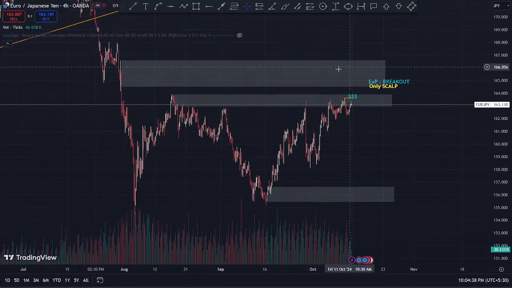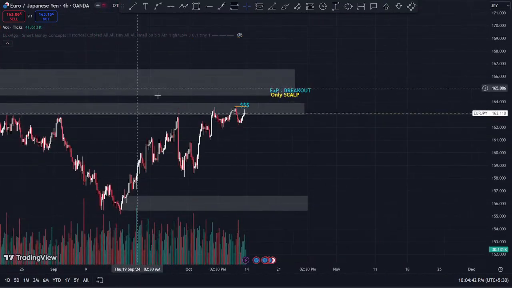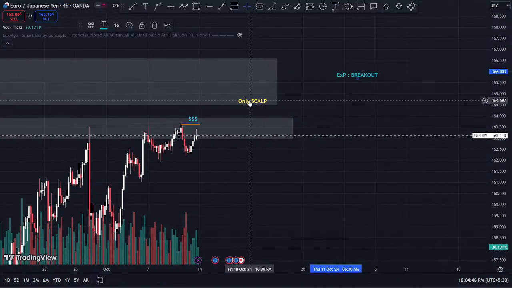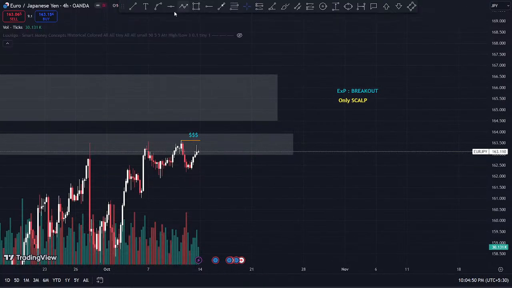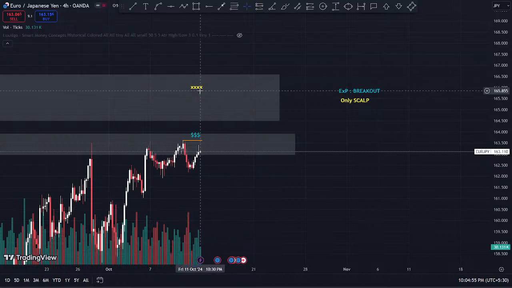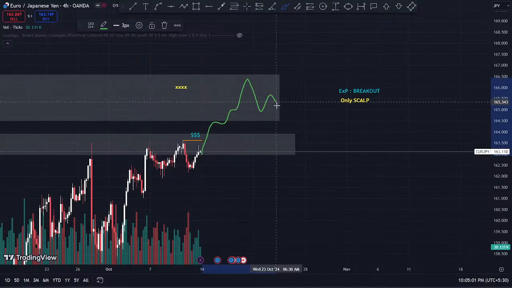Other than that, if a liquidity sweep happens and the market starts to respect this zone and this zone, and eventually... okay, let me clear this up. If this is a reaction point, let me call this an X. So if this is a reaction point, then the price has to show some internal change of character, right?